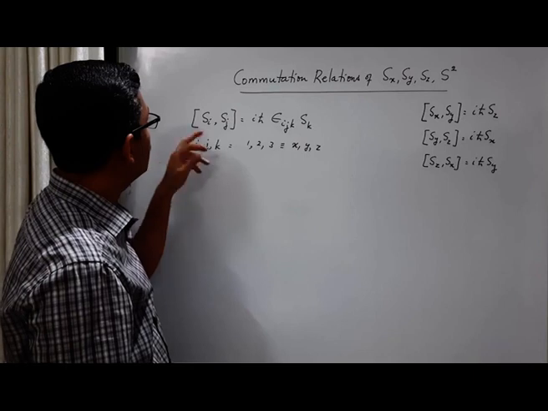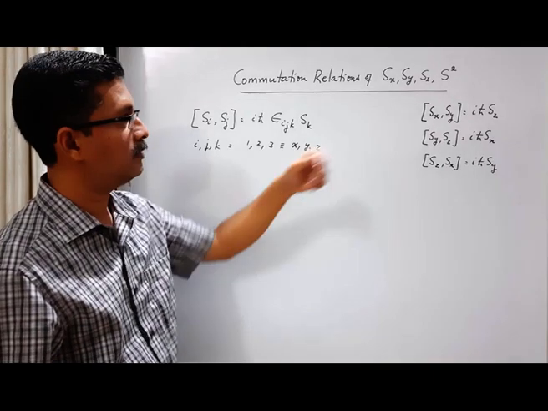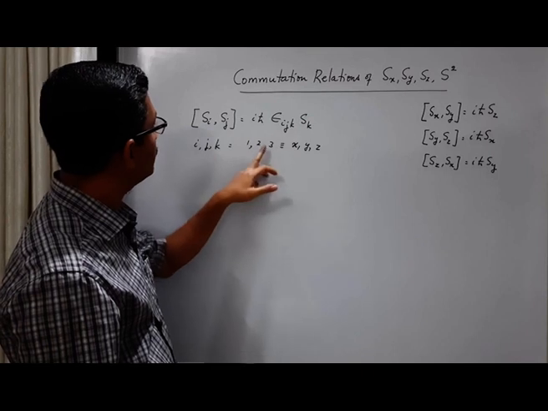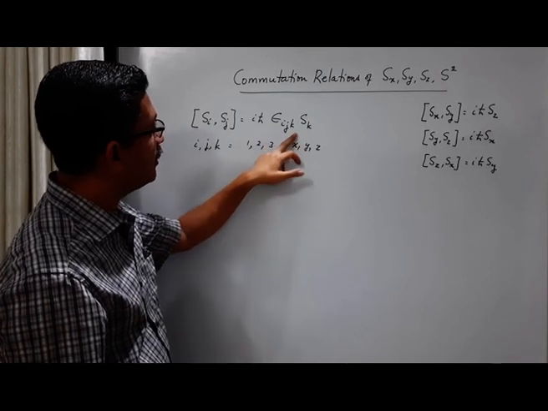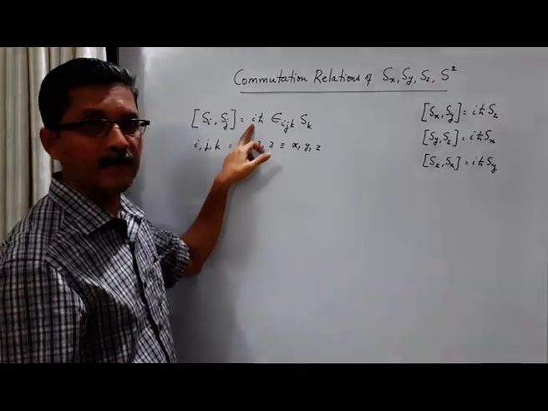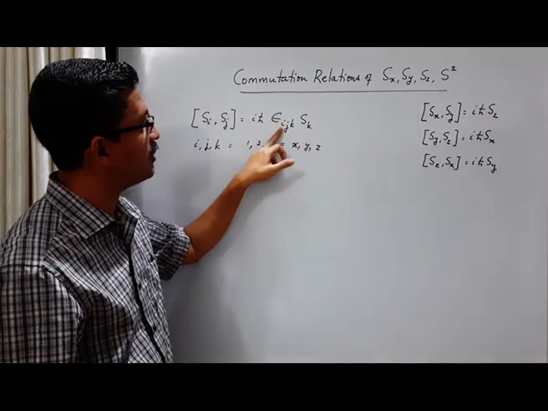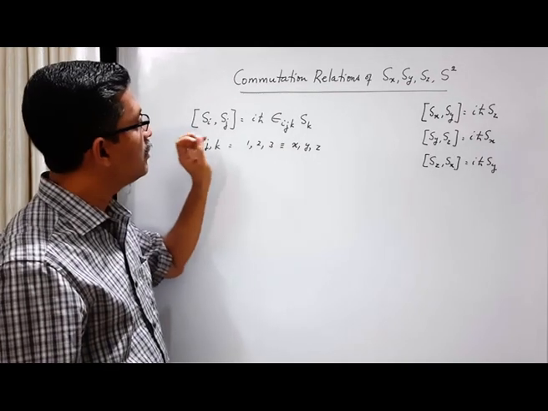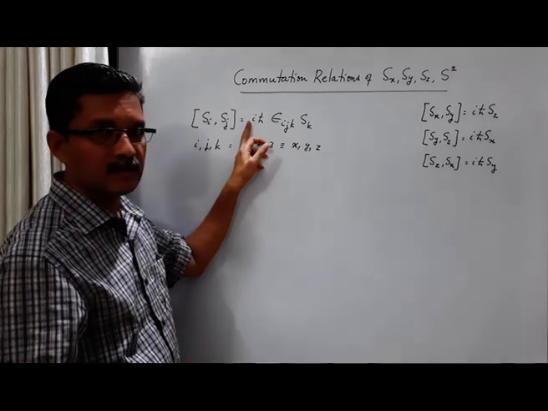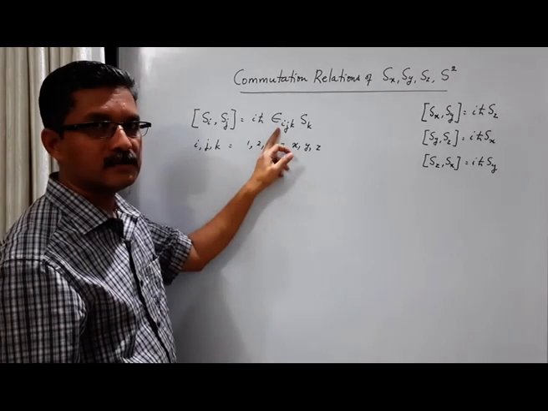1 stands for x, 2 stands for y, and 3 stands for z. These are the three indices corresponding to the three components in three-dimensional space. So this is the concise way of expressing these three commutation rules. But there is also an i here. This i is nothing but the square root of minus 1. So this i is different from this i. We have used the same notation, but understand that they are different. This is the imaginary unit, but the other is just an index.